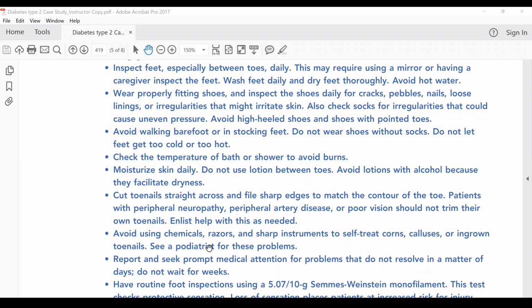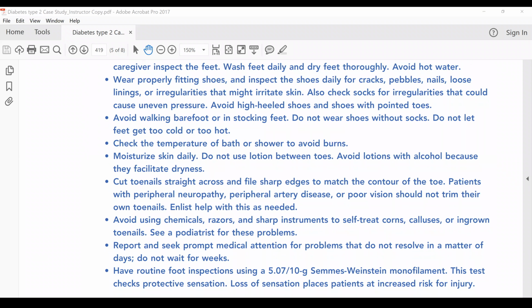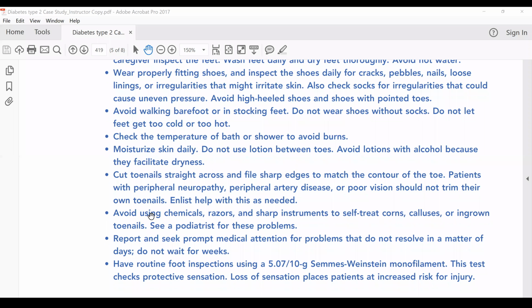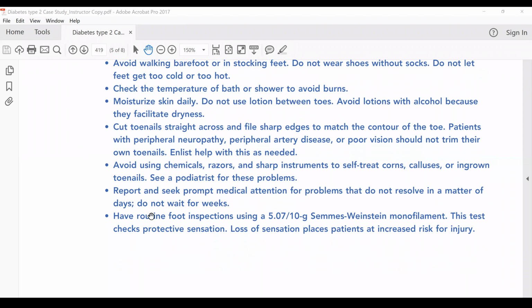Have routine inspections. This is a particular device. This test checks protective sensations. Loss of sensation places the patient at risk for more injury. I think that's the 7: 1, 2, 3, 4, 5. Yep, that'll be 7. Questions?